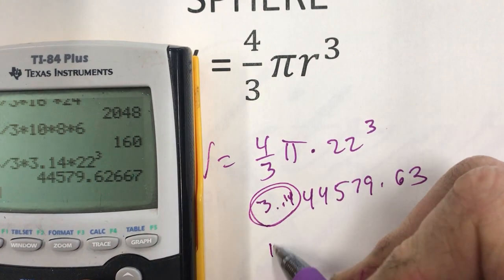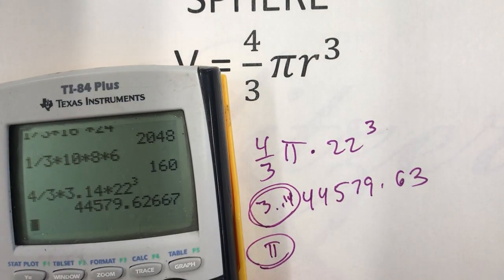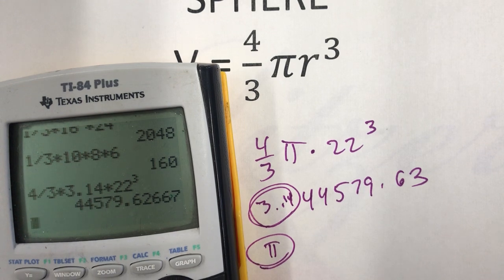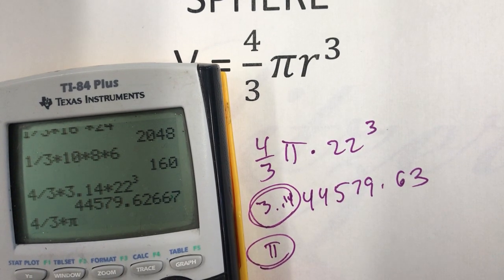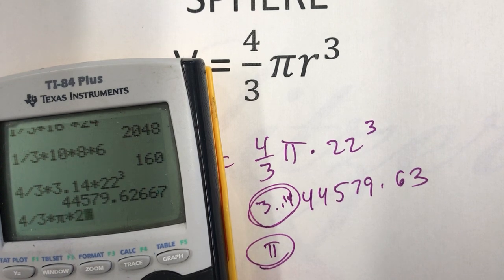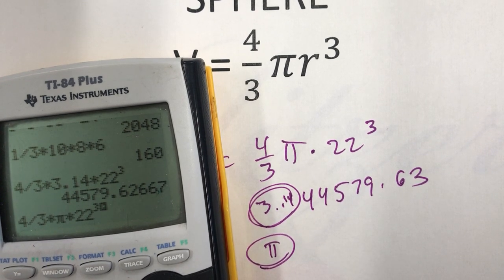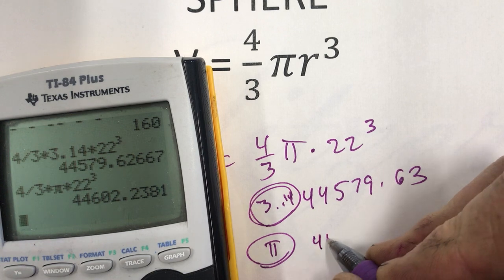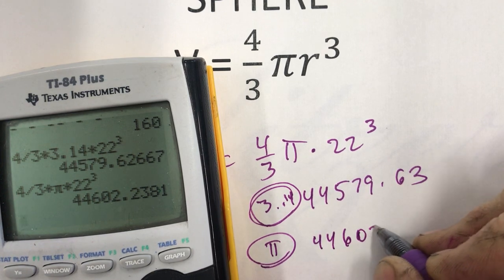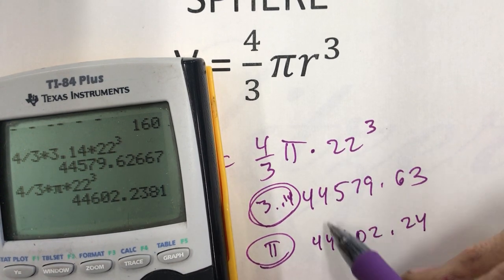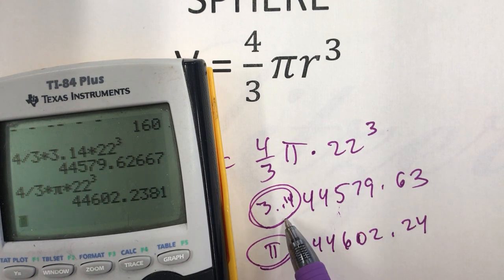And I type 3. Now if I type pi, all right, it's going to be 4 divided by 3 times pi times 22 to the third power. And look here, I get 44602.24. And you can see how it's off a little bit.